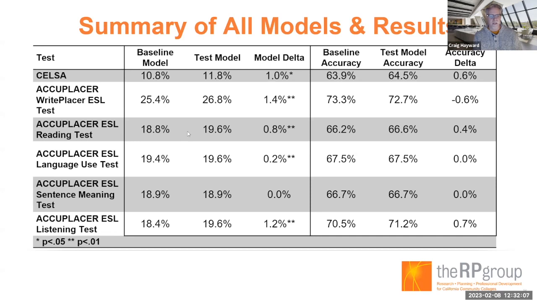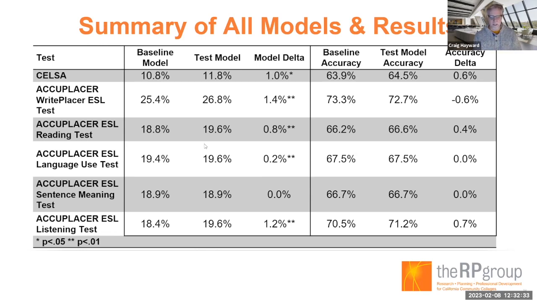The AccuPlacer ESL reading test, which we just talked about, had consistent improvement in model and in the accuracy. The language use test improved the model a little bit, but no change in the accuracy. The sentence meaning score test didn't really make any difference when it was included, so no effect there.